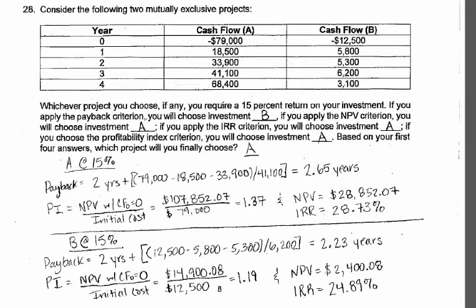All right, let's take a look at number 28. This is a whopper because here you're basically doing all of the methods except for AAR, right? So you're going to do payback, profitability index, NPV, and IRR. All right, so let's take a look. You got the cash flows, and you got two different columns of cash flows. Whichever project you choose, you're going to use a required return of 15%.